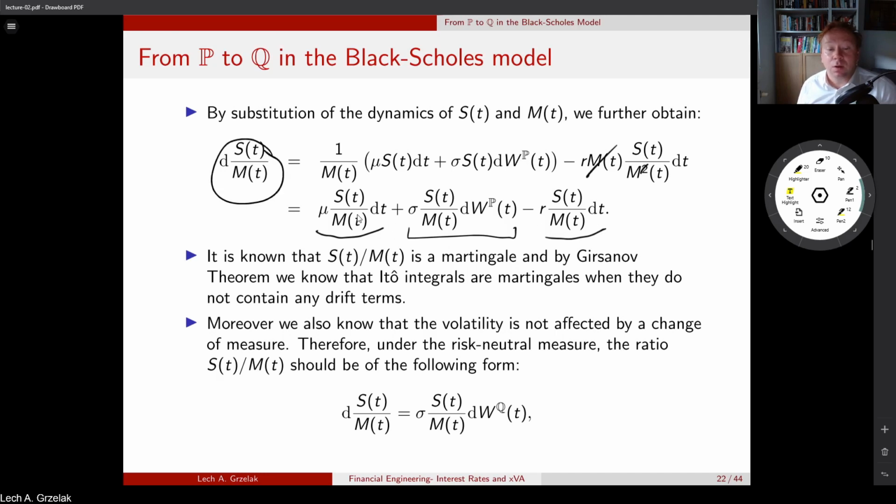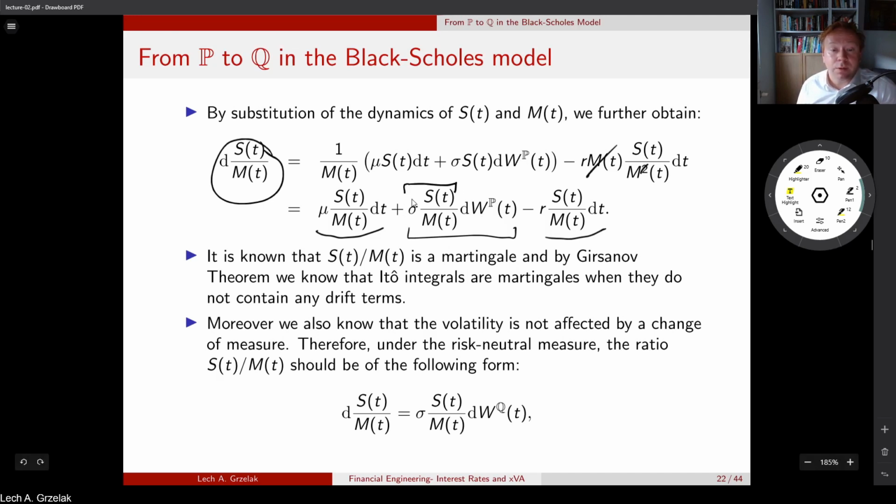Now, of course, we have some drift terms. So that's the problem. We see that the dynamics are supposed to be driftless under measure Q, but there are some drift terms. And we also know that under measure change, the volatility part does not change. So this means that if we change measure, the drifts will be gone, but also our volatility component.